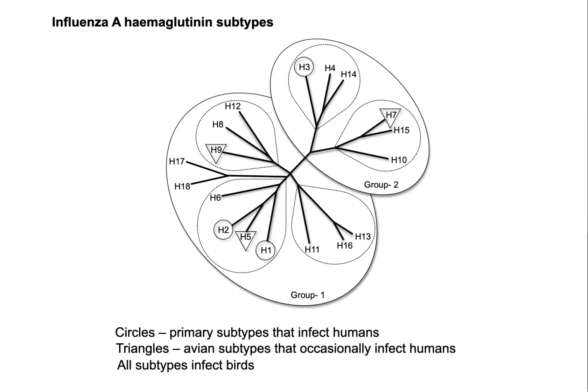This is a phylogram of the influenza strains based on their hemagglutinin subtypes. So you can see H1 through H18 here. The ones that have the circles around them, H1, H2, and H3, are the primary strains that can infect humans and be transmitted from human to human. The other ones in triangles, H5, H7, and H9, are mainly avian types, but they can occasionally be transferred from the bird to the humans, and in that case, they're fatal quite a bit of the time.